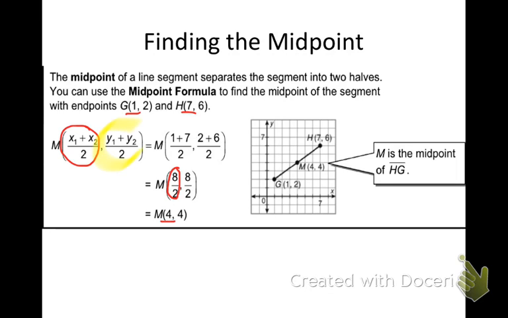All right. Then I do the y's. What's 2 plus 6? 8 divided by 2 gets me, my midpoint here would be at 4, 4. That's how I find the midpoint. Add the x's, divide by 2. Add the y's, divide by 2.